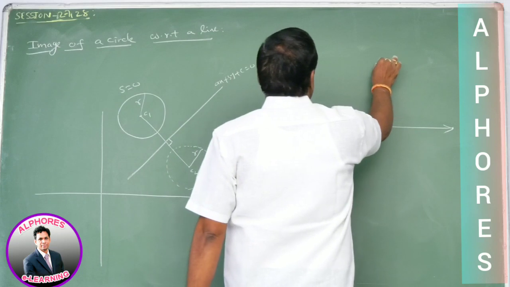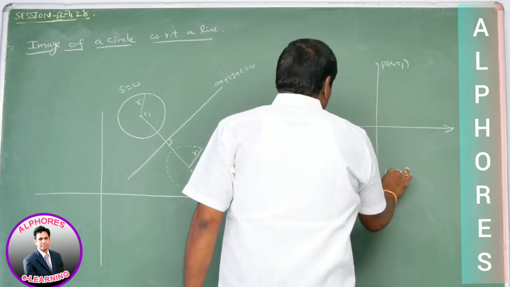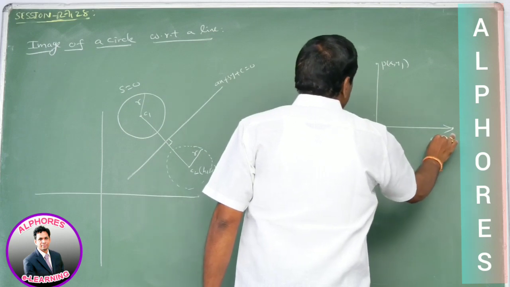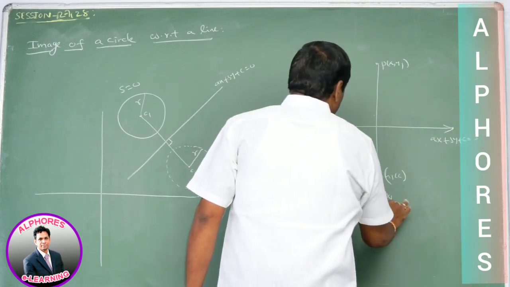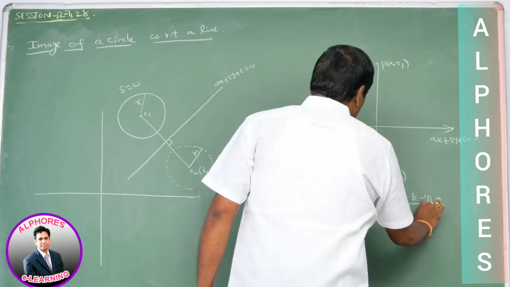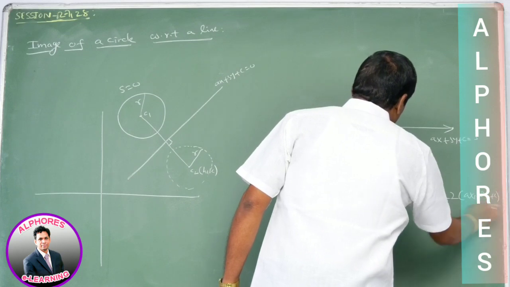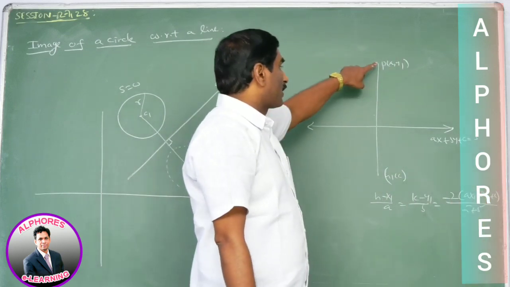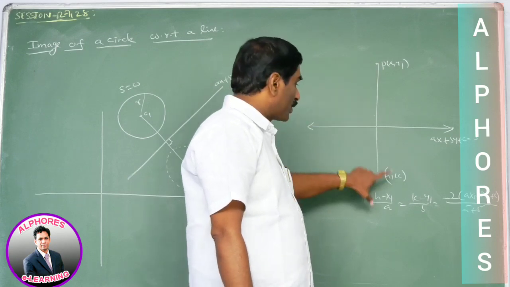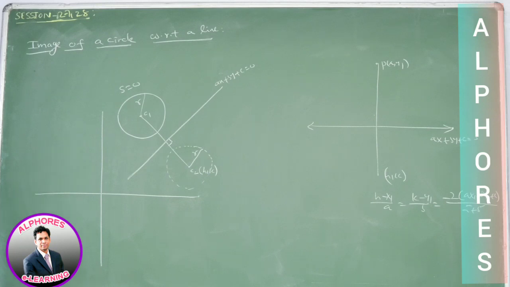Suppose P(x1, y1) is any point and its image is (h, k) with respect to the line ax plus by plus c equal to 0. We know that (h minus x1) by a is equal to (k minus y1) by b is equal to minus 2 of (ax1 plus by1 plus c) by (a square plus b square). To find the image of the point (x1, y1) with respect to the line, we use this formula.